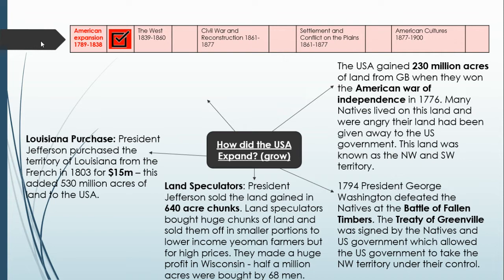We then have something called the Louisiana Purchase, which is extremely significant as well. Again, we have President Jefferson, and he purchases a huge territory of Louisiana from the French in 1803 for $15 million. This added 530 million acres of land to the USA. So by purchasing this land from the French, he has enabled the USA to expand or to grow.